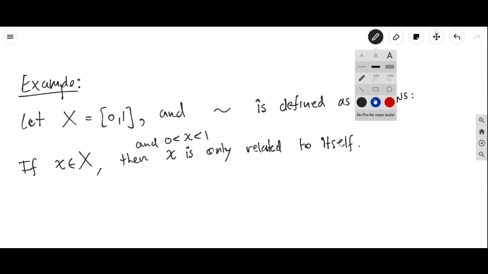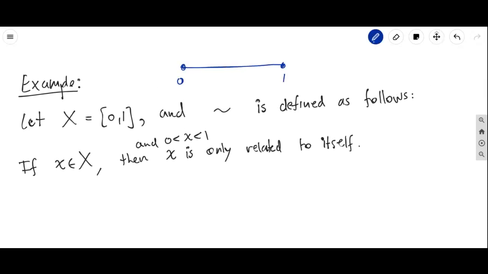So here's a picture for what we're doing. Here is our interval from 0 to 1. In an equivalence relation, you have to say what x is being related to. At the very minimum, it has to be related to itself because it's reflexive. So we're saying that in this example, x is going to be related to itself. So if you pick some x that's between 0 and 1, you're going to make it be only related to itself. So this x is only related to itself. This x is only related to itself.